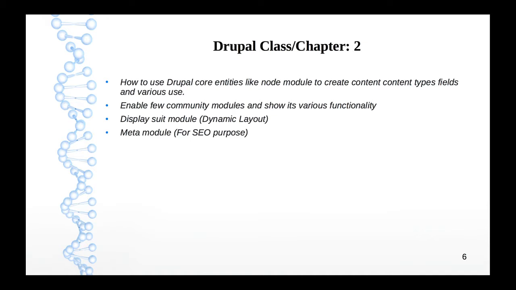Today I am going to start Drupal class chapter 2. In my previous class, which was class 1, I explained how to install Drupal into your local system and also created a few basic pages, main navigation, etc. Today I am going to start from there. I will try to explain how to utilize your basic node modules to create content types, fields, and their various uses. And also I'll show you how to enable a few basic community modules so that your site looks better.